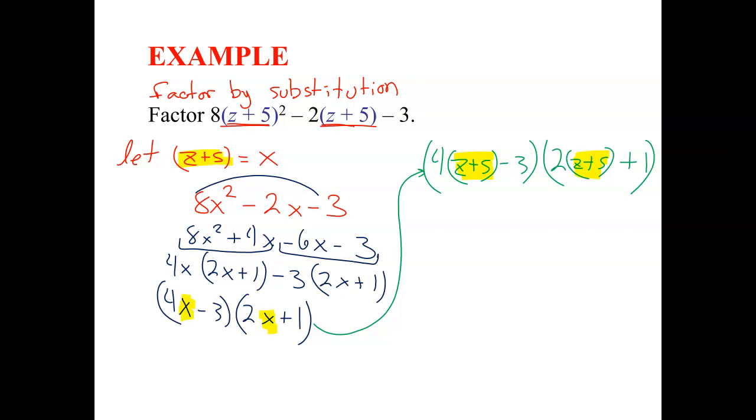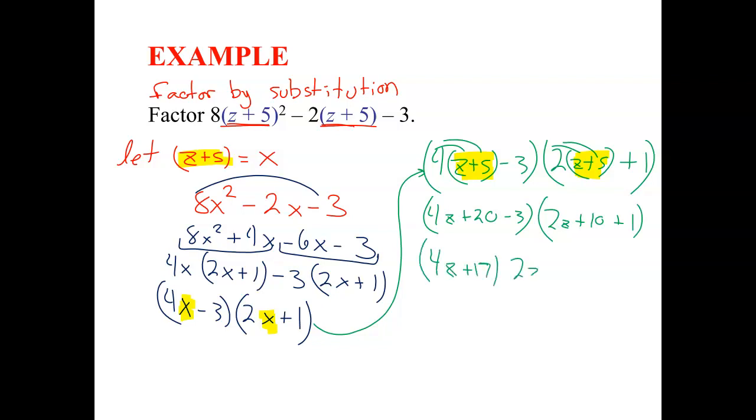Distribute, because now we've got to simplify. 4 times z plus 5 gives me what? And then? Good. And then combine like terms. And 2. We're done.